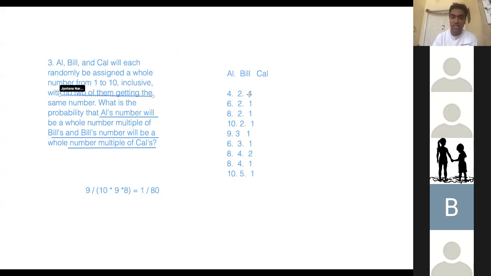So this means the easiest is when Cal is 1. Then Bill could be 2, Al could be 4. Then if Cal is 1, Bill is 2, then Al could be 6, 3 times that, or 4 times that, or 5 times that. And these are the 5 cases up to that. Now after that, you can't do 6 times that because that would be 1, 2, 12. And we only are going from numbers 1 to 10 inclusive.